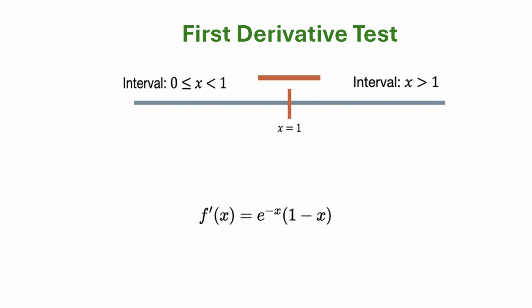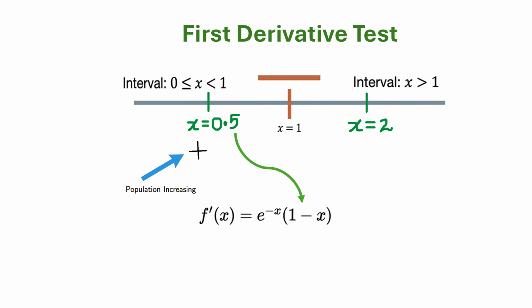If we pick any time before year 1, between 0 and 1, let's say we select x equals 0.5 and plug it into the first derivative, our derivative is positive, meaning the population is increasing. If we check a time after year 1, for example, our choice is x equals 2, and plug in again in the first derivative, our derivative becomes negative, meaning the population is decreasing. This is known as the first derivative test for maxima and minima.